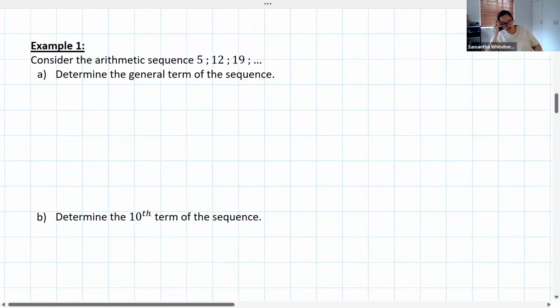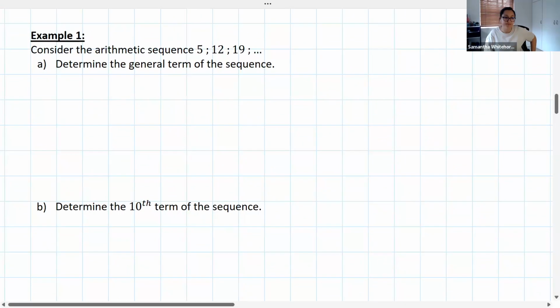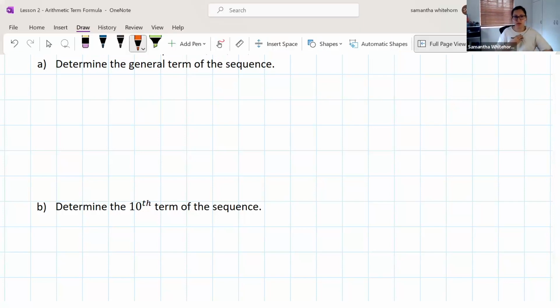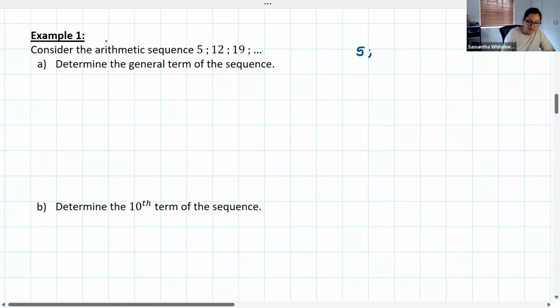Let's have a look at an example together, and then same as Monday, I'm going to give you some that you're going to try by yourself as we go along and as we talk about things. So here we have an arithmetic sequence: 5, 12, 19. I'm just going to write it here so we can look at what's going on.